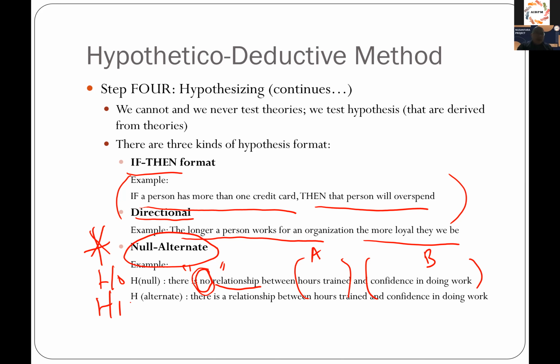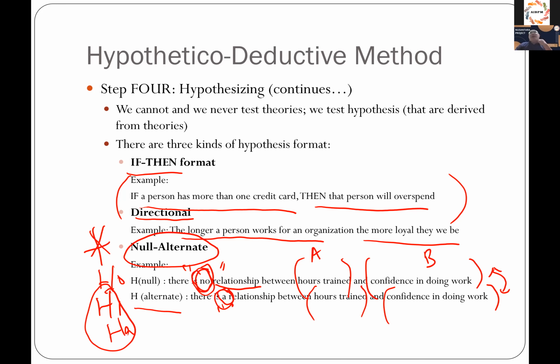So the alternate, or we call it H1, certain books call it HA, they are the same. If the null has a no, the alternate needs to be the opposite. There is a relationship between hours trained and confidence in doing work. So basically, you just copy and paste. But this one is a no. This one is a yes. Don't put it the other way around. Okay. H0 is always no. H1 is always yes. That is the format that we use.